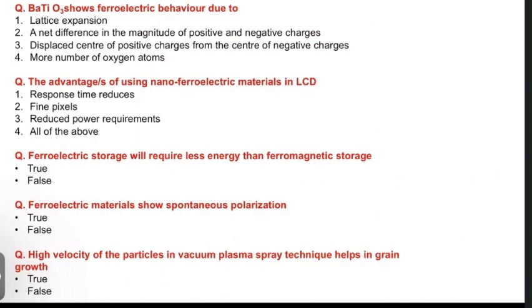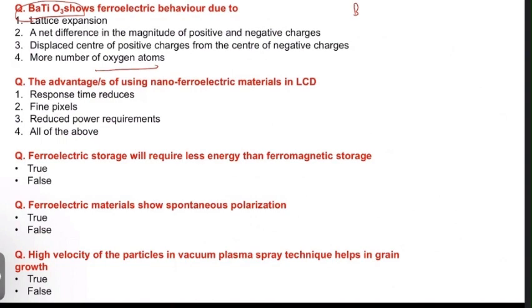Yes. So moving on to the next question. Barium titanate shows ferroelectric behavior due to lattice expansion, a net difference in the magnitude of positive and negative charge, displaced center of positive charges from the center of negative charge, or more number of oxygen atoms. You have to tell me the reason why barium titanate has a ferroelectric behavior. What is the reason behind it?